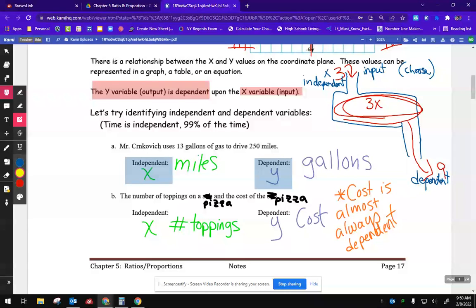So you get to choose what? Toppings. You get to choose how many toppings. That's the independent variable. That's your X. That's your input into the machine. The cost depends on how many you choose. If I get a plain cheese pizza, it's like $13. If I get the pizza with pepperoni, mushrooms, peppers, and sausage, it's more like $22. Because it's about $2 a topping.